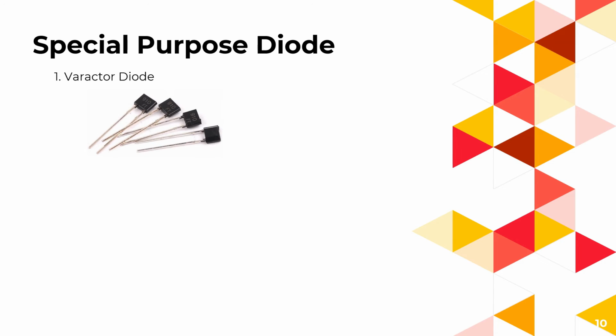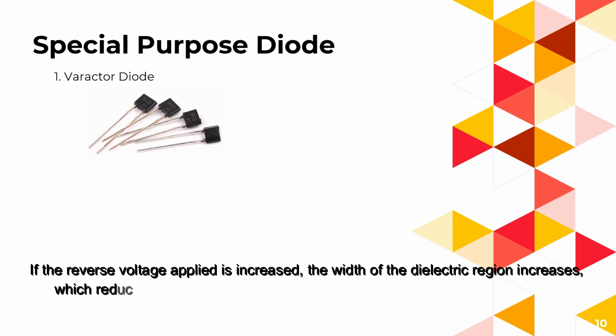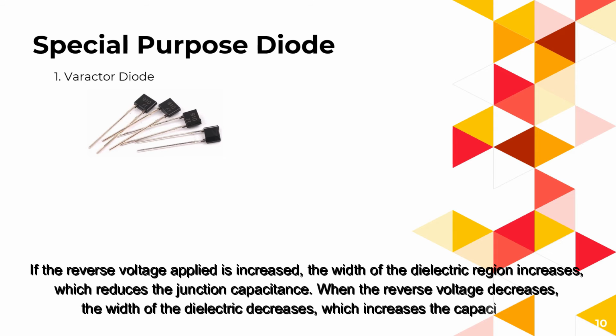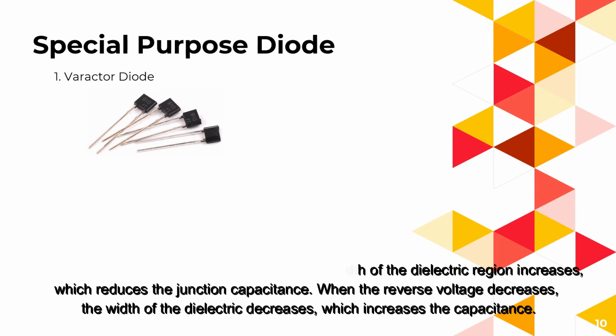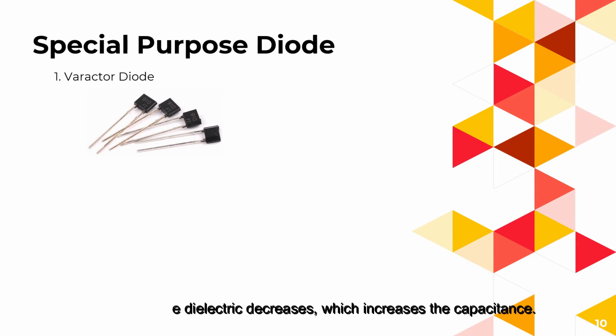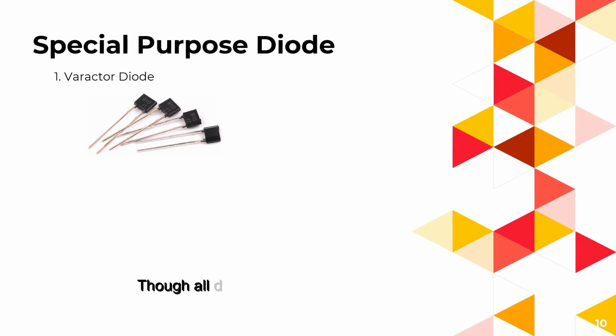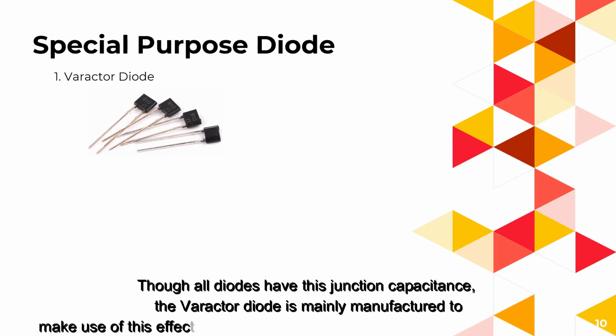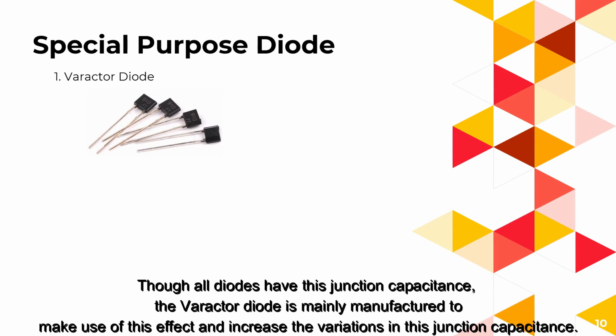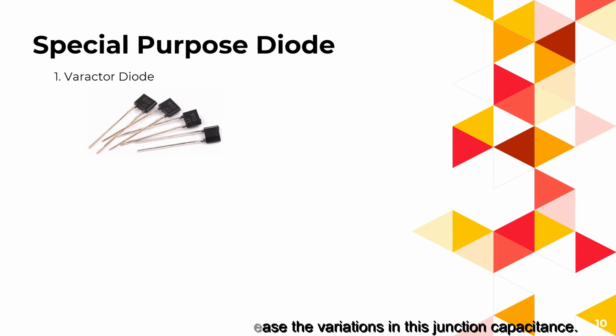Varactor diode. If the reverse voltage applied is increased, the width of the dielectric region increases, which reduces the junction capacitance. When the reverse voltage decreases, the width of the dielectric decreases, which increases the capacitance. If this reverse voltage is completely null, then the capacitance will be at its maximum. Though all diodes have this junction capacitance, the varactor diode is mainly manufactured to make use of this effect and increase the variations in this junction capacitance.